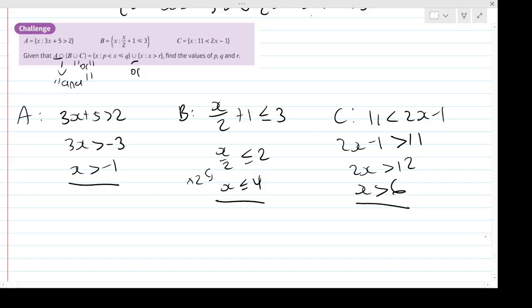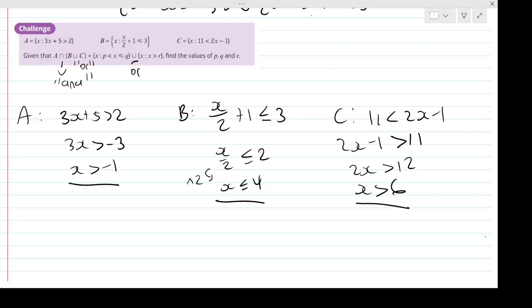Let's have a look at this statement again, and let's see what it's really saying. The set A just boils down to this: the set A is basically when x is greater than minus 1. That's what all that means. Similarly, B just means when x is less than or equal to 4. We just solved it. And C, again, is just the values of x greater than 6. So we can really simplify all this now.